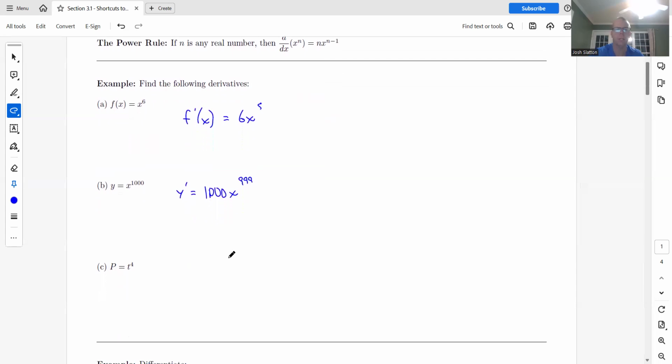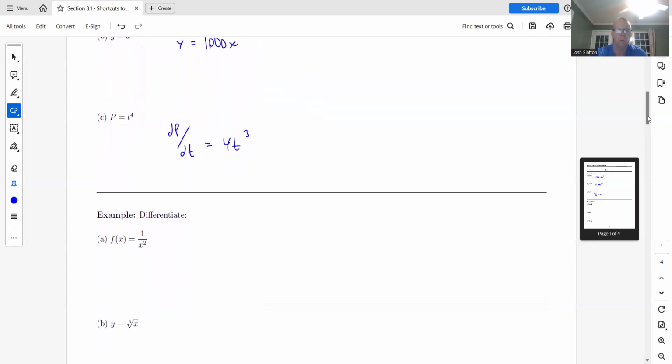p equals t to the 4th. We'll write this in the other notation that we had, dp over dt. So again, this is the derivative of the function p with respect to t. So bring the 4 down in front, subtract 1 from the exponent. That is it. That is as easy as it gets.